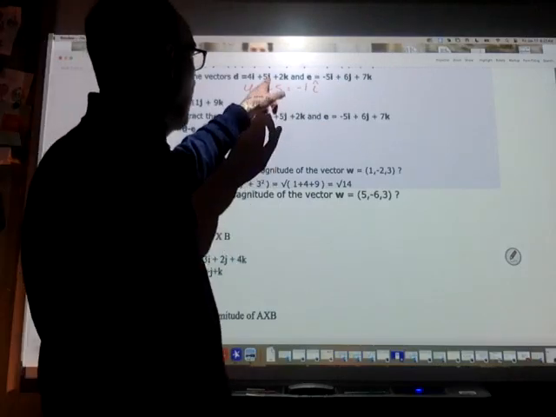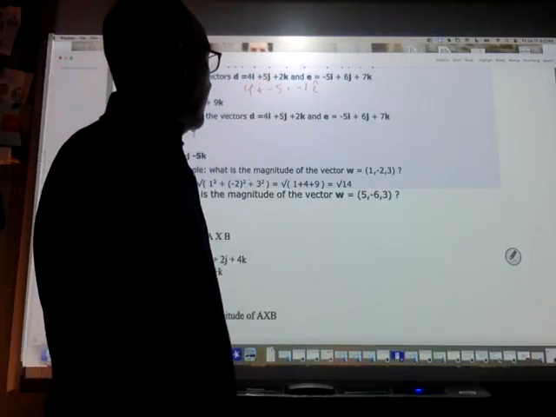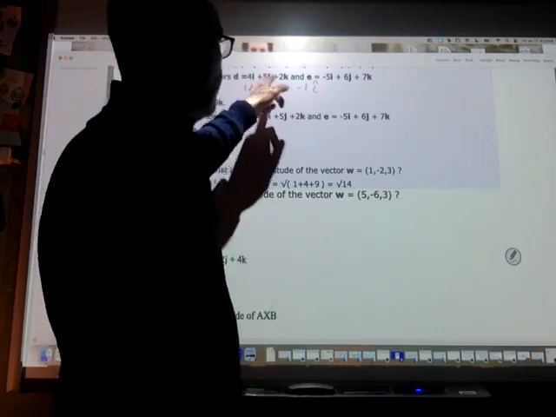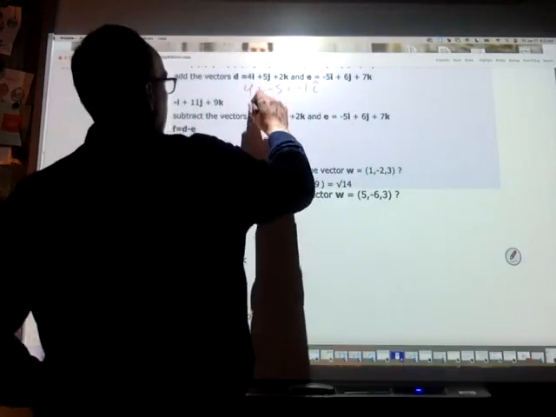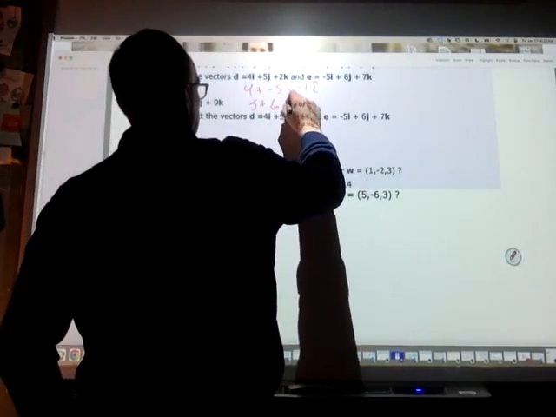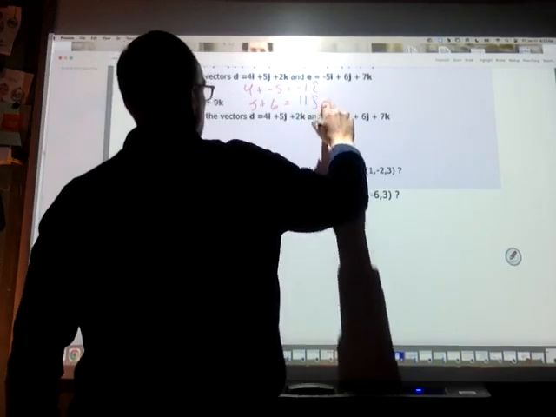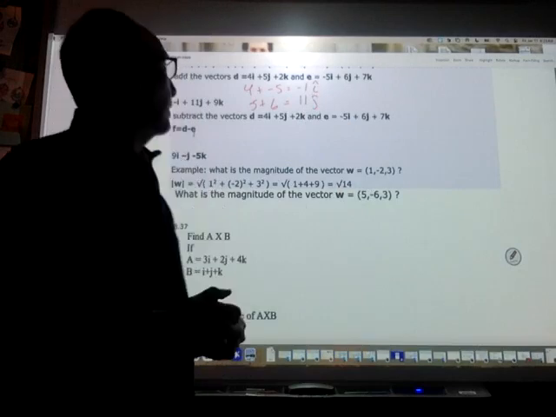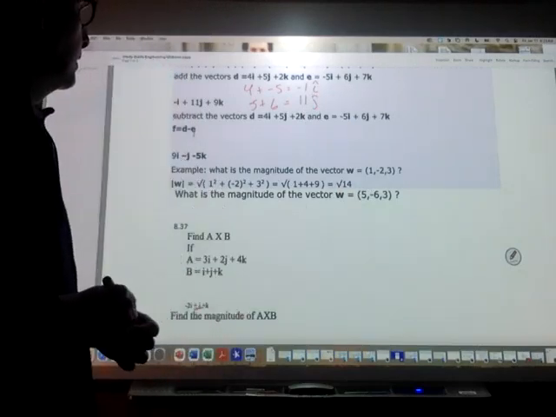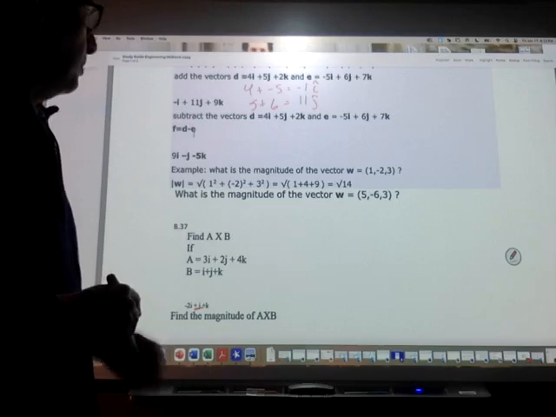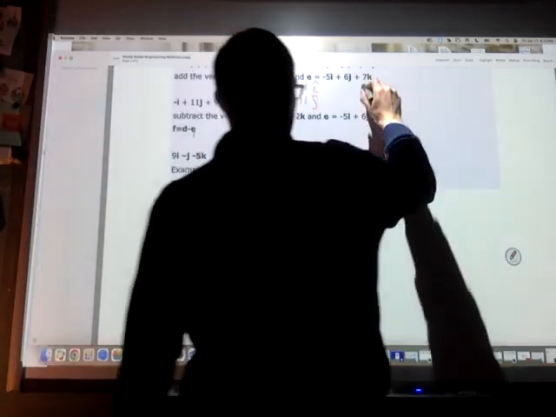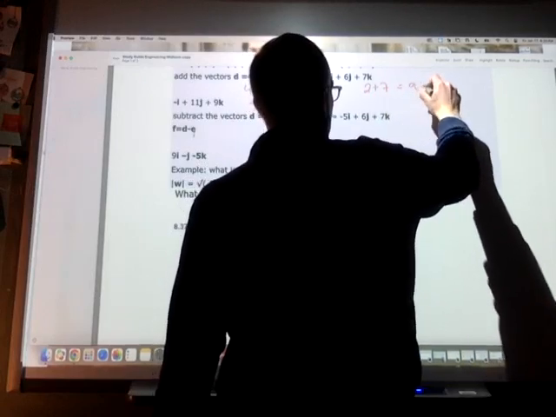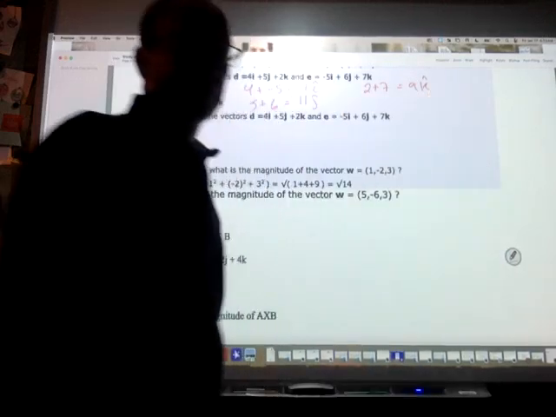Then our j hat, which represents a vector in the y direction, is going to be 5j plus 6j, which is going to give me 5 plus 6, which gives me 11j hat. And then finally, our positive z is going to be 2k plus 7k. So 2 plus 7 is equal to 9k hat.